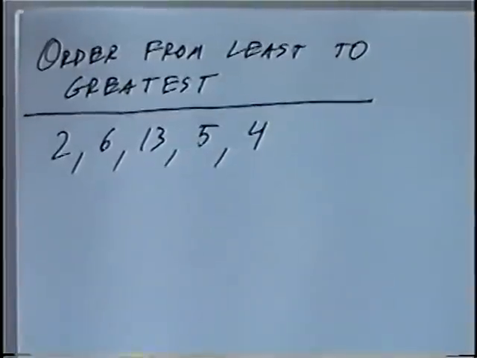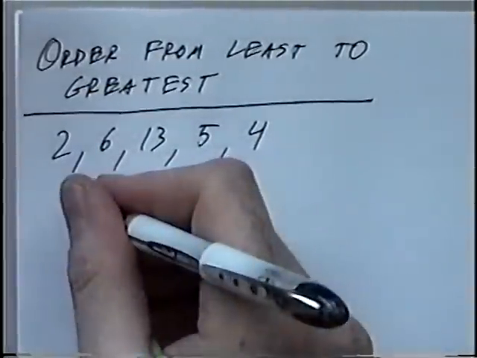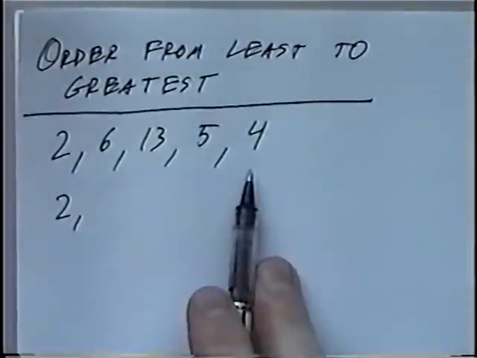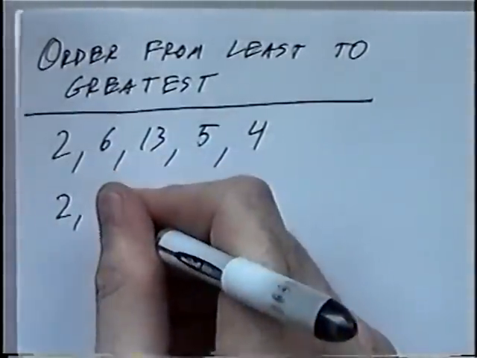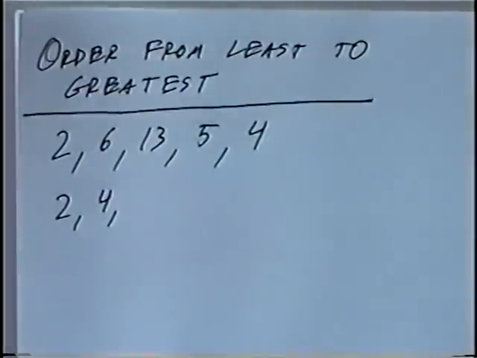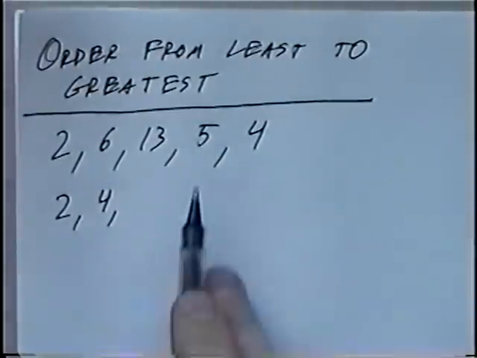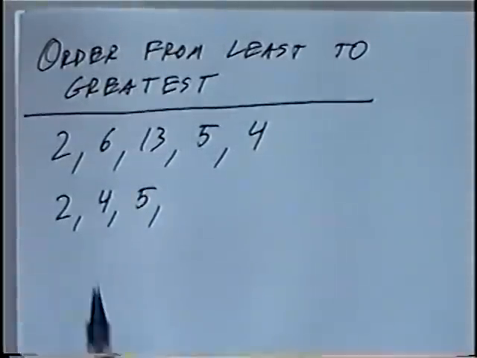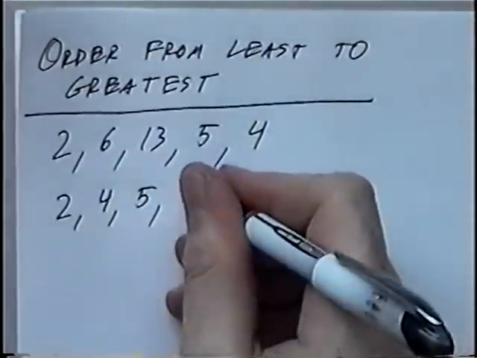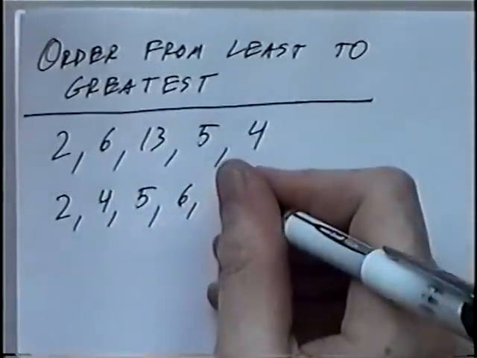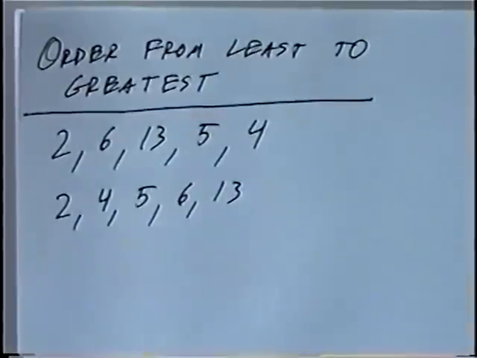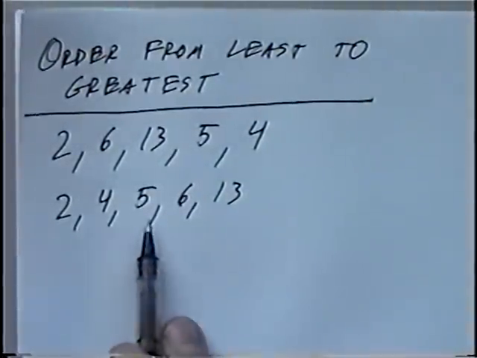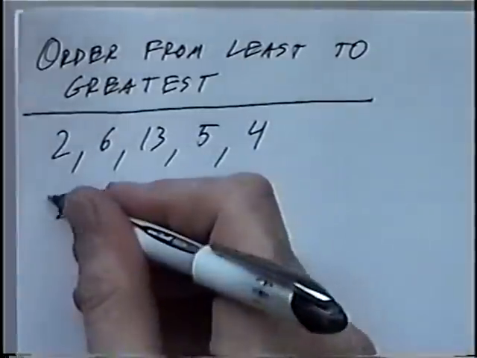The smallest of these numbers would be 2. The next smallest number would be 4. After 4, the next smallest number would be 5. Next smallest number after 5 would be 6. And the biggest number, or greatest number, would be 13. So ordering from least to greatest, we have 2, 4, 5, 6, and 13.